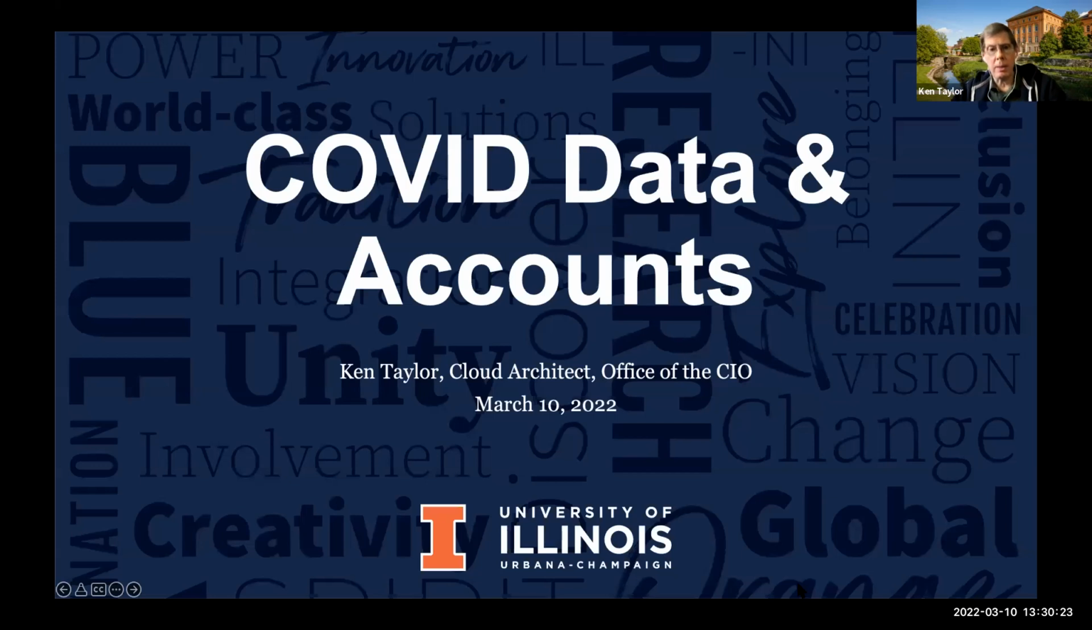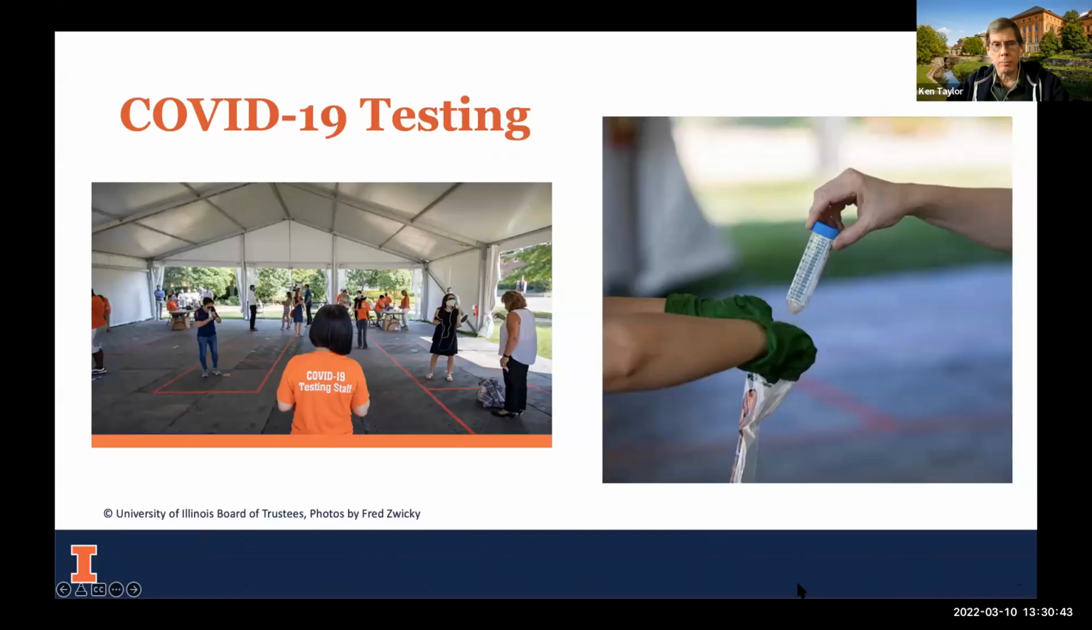Hi, I'm Ken Taylor. I'm the cloud architect at the University of Illinois. And I'm going to give a brief overview of what we did with COVID and then also talk about accounts. I definitely agree with a lot of the points that Clifford brought up in the way that they're managing their accounts. And so the University of Illinois came up with their own COVID testing system, which is a saliva-based test.